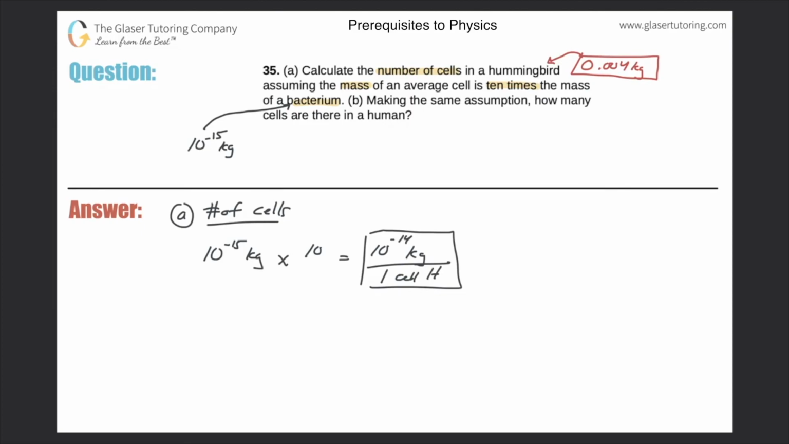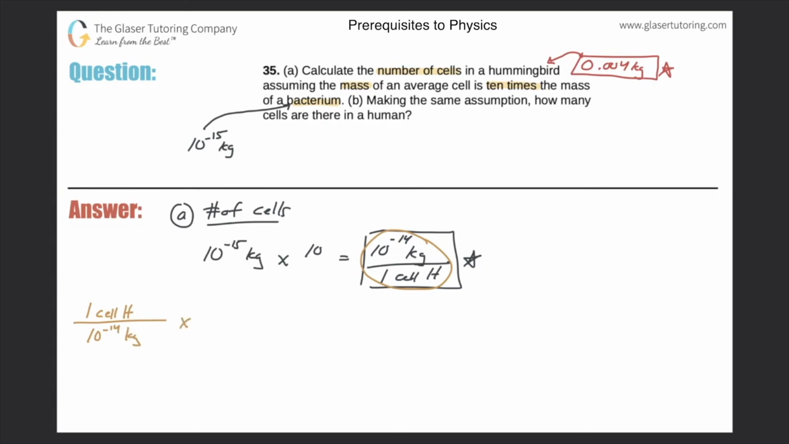Okay, so now if I know the average mass of a hummingbird, and I also know the mass of a single cell, then I can find the total number of cells. First thing I'm going to want to do is flip this fraction. Reason being, I'll write it here on the left: one cell, H represents hummingbird. So one cell of the hummingbird weighs 10 raised to the negative 14 kilograms.